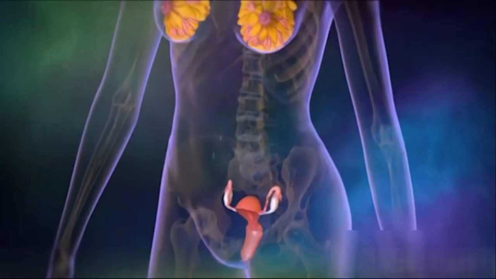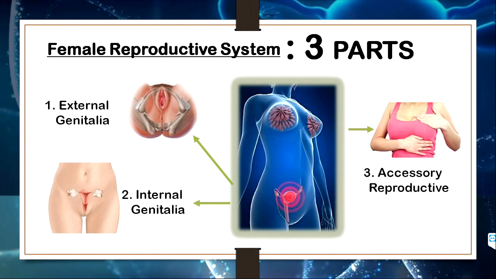So let's start with today's topic, female reproductive organ. As you can see from the slide, the female reproductive system has been divided into three parts. First is external genitalia, second internal genitalia, and the third one is accessory reproductive organ.